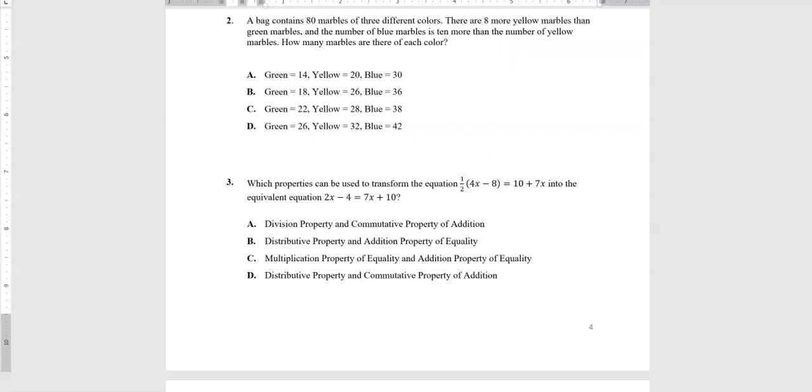For problem number 2, we're looking at a bag of marbles. We have 80 marbles in 3 different colors. There are 8 more yellow marbles than green. The number of blue marbles is 10 more than the number of yellow marbles, and we want to know how many there are of each. In order to solve this, we have to write an equation. Because we are comparing our yellow marbles to our green marbles, we're going to make green marbles our variable or unknown. We're going to say that that is x.